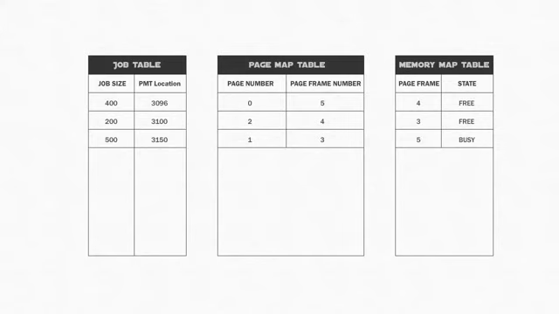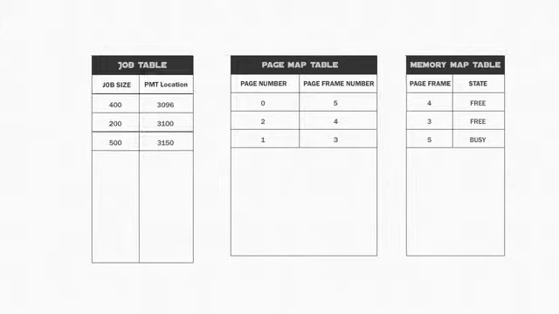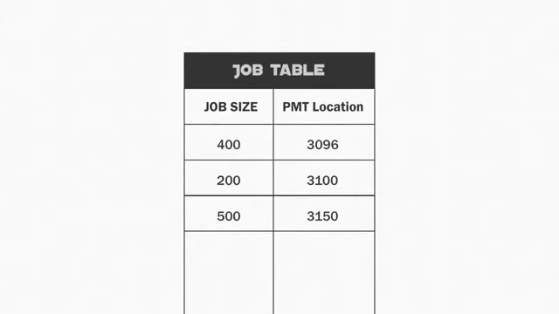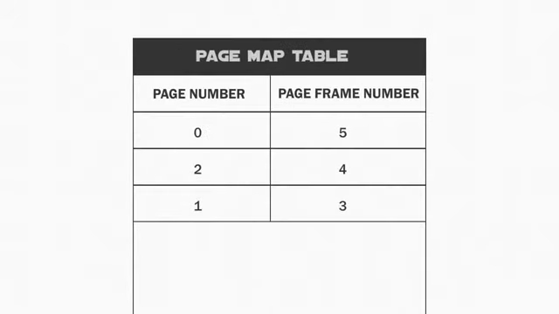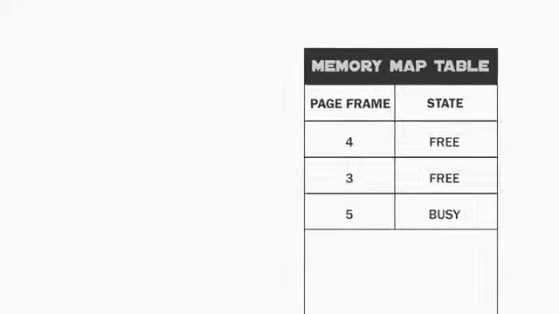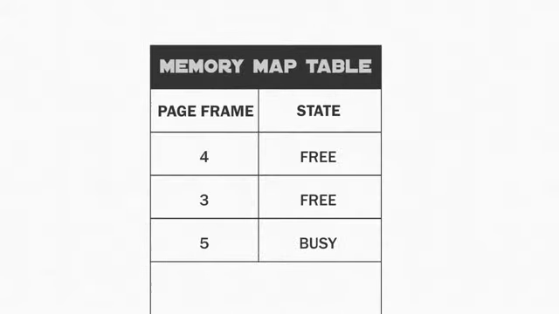Through the use of 3 tables stored in the main memory, we can keep an eye on locations of various jobs. The job table is a dynamic list that contains 2 values: the size of the job and the page map table location of that job. The page map table contains important information for each of the pages: the page number and its corresponding page frame memory address. Finally, the memory map table has 1 entry for each page frame, listing both its location and a status informing whether it is in a busy or free state.